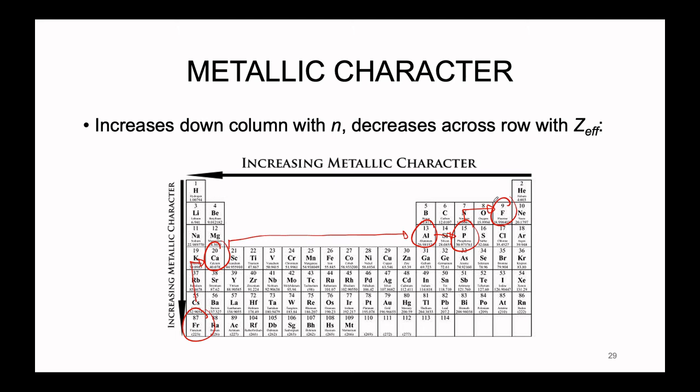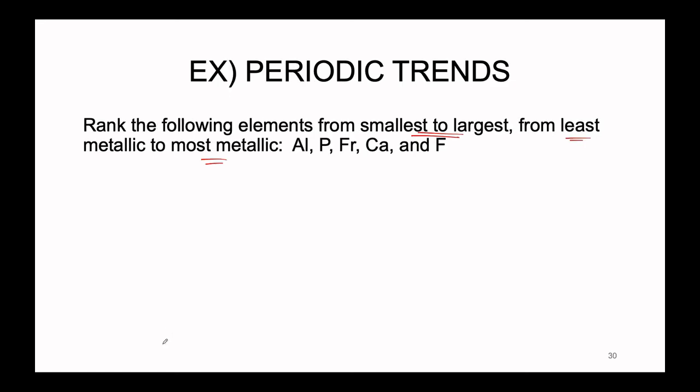As we go up and as we go to the right, we are decreasing in our size and we are decreasing the metallic character. So if we are asked to rank the elements from smallest to largest, we're going to start with the smallest, which on this list appears to be fluorine, since it is up here in the upper right-hand corner, and then we are going to trace our way backwards all the way down to francium. So ranking the elements from smallest to largest means that we're going to start with fluorine, since this is the smallest on the list and the most non-metallic.